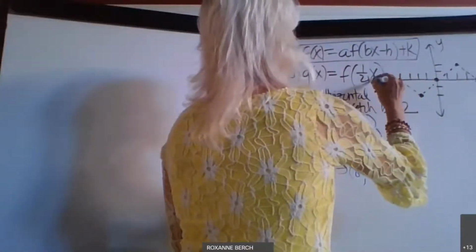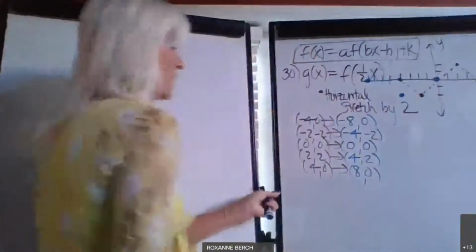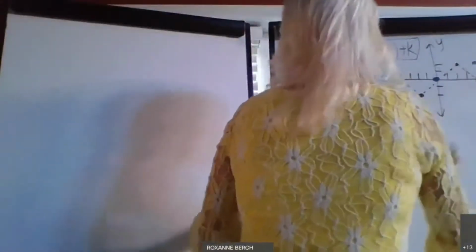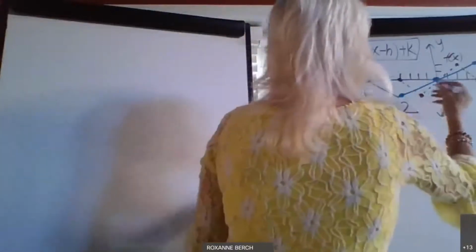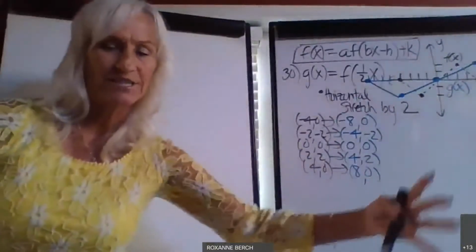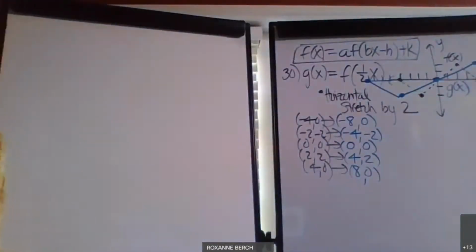And now this comes out 4, 5, 6, 7, 8. Left 4 down 2. 0 stayed the same. Right 4 up 2. And right 8, 0 is off my board. Sorry about that. But it's going to look like this. And doesn't that look like it was horizontally stretched? So this function, the black one, was f of x. And the blue function is g of x. Does it look like it was horizontally stretched? Yes.